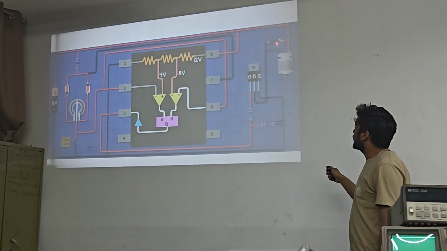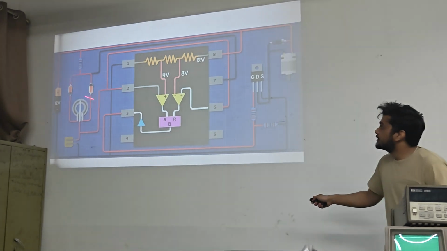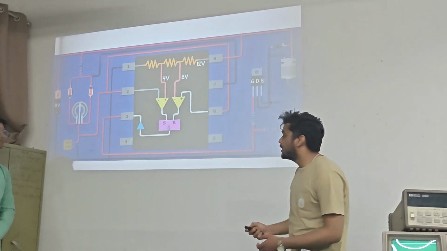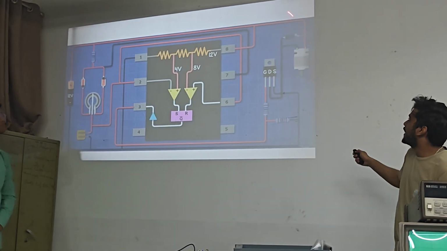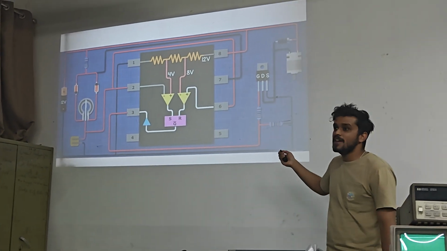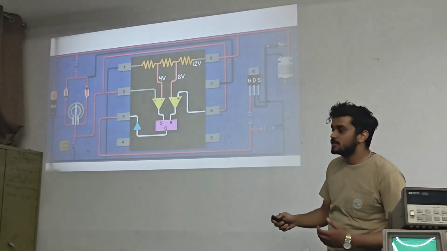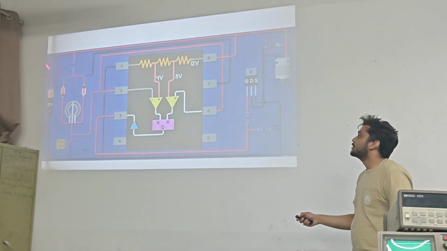But this diode cannot be used over here because this diode has a very fast response time, in the range of around 2 nanoseconds, but this diode has a response time in the range of microseconds. So we need faster switching. For the faster switching application, we have used this diode.